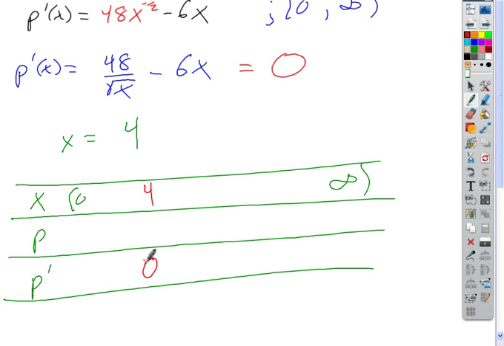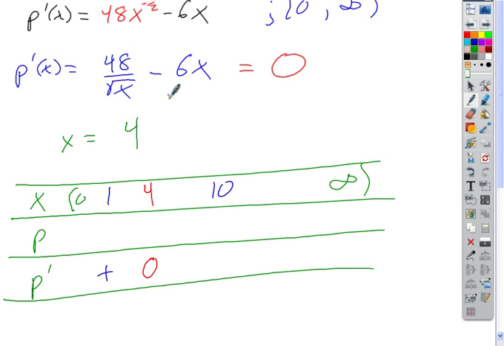Let's try test points. We need a little practice with the first derivative test. So if I evaluate the sign of the first derivative at 1, what am I going to get? 48 divided by the square root of 1 minus 6 times 1 is positive or negative? Positive. What about at 10? 48 divided by the square root of 10 minus 60 is negative.